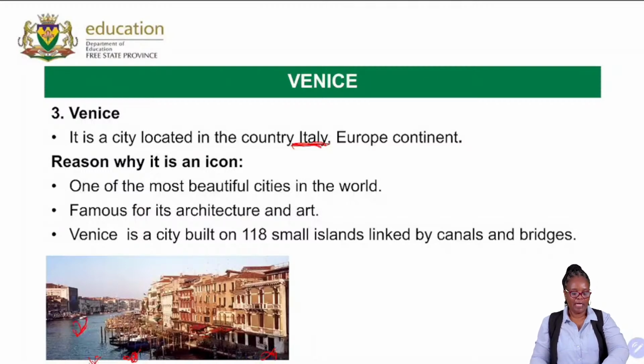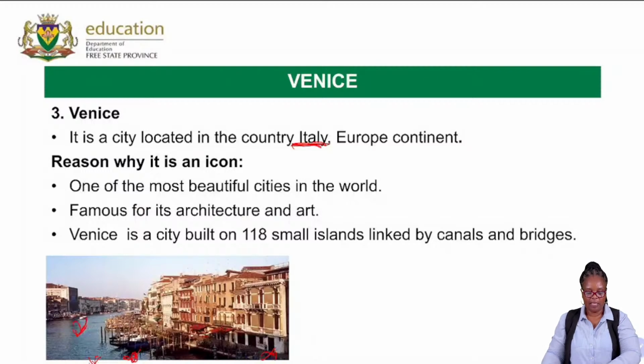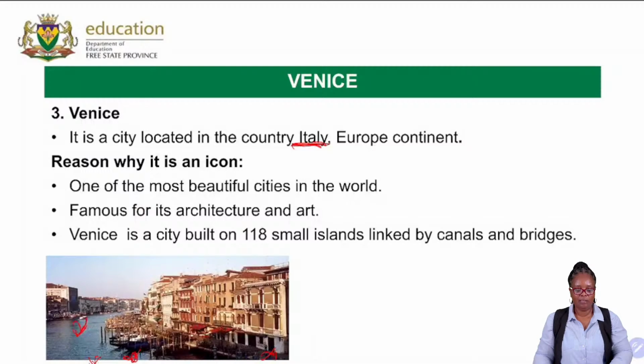And I said to you, look at the architecture, look at the art. It is an icon because of its famous architecture and art. The way it is structured is so unique. That's why it ended up being an icon. And as you can see there, it is on top of water. This city has been built on 118 small islands. And these islands have been linked together by bridges and canals.